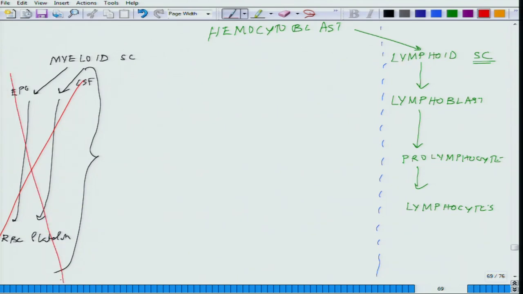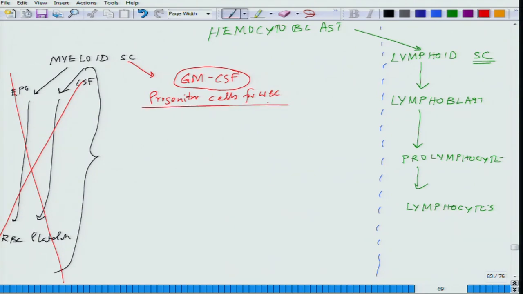Now, we will talk about what is happening to the myeloid stem cells out here. Some of these myeloid stem cells, under the influence of GM-CSF, colony stimulating factors, become progenitor cells, which are destined to become white blood cells. Progenitor cells for WBC, white blood cells. These progenitor cells then divide into two parts. One part, they all fall under, are called blast cells.